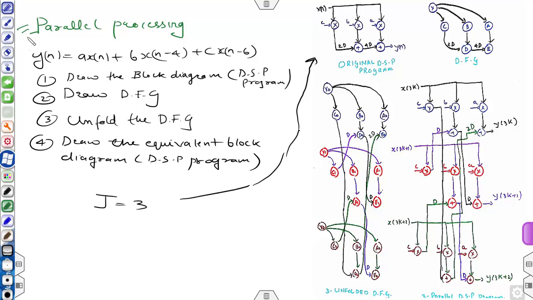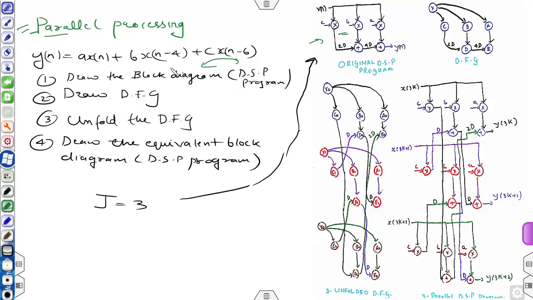So the second main application of unfolding is parallel processing. I have already discussed parallel processing in detail in my previous video lectures. Okay, so our DSP program is given: y(n) is equal to a x(n) plus b x(n minus 4) plus c x(n minus 6). So the block diagram representation for this is drawn. Okay, so this is the original DSP program. DSP program and block diagram are used interchangeably.